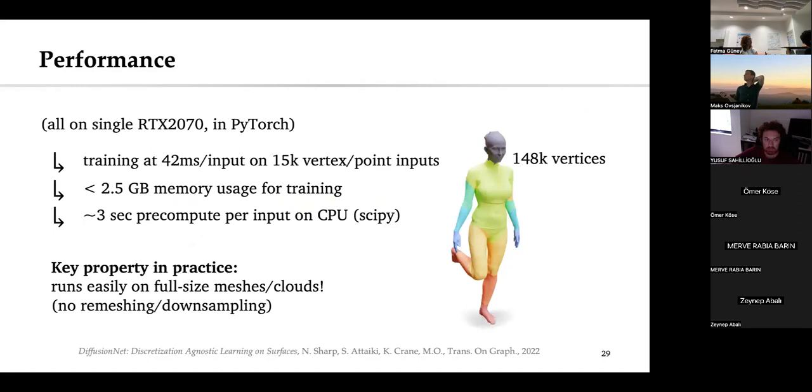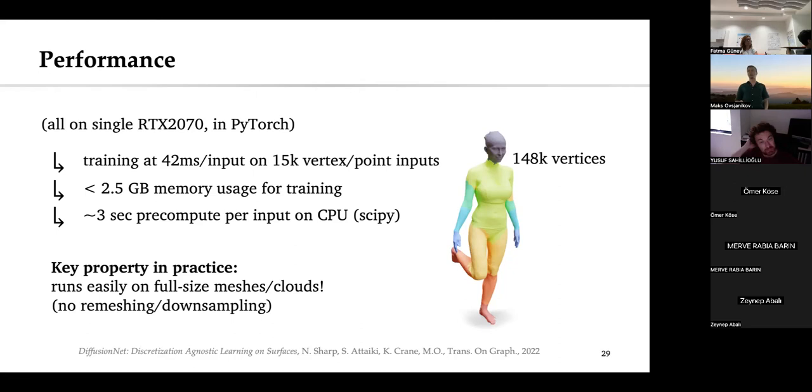Okay, one last thing I wanted to say is that everything is very efficient. For example, if you have dense meshes with 150,000 vertices, we can still do training because everything is in reduced basis, so it's very fast. It's 42 milliseconds per shape, so you can train very quickly for 15,000 vertex shapes. It's not expensive in the sense that transformers can be expensive, where you have lots of parallel communication. It's relatively memory efficient. I think that's part of the reason why other people have tried it, because it's very easy to try. You just upload it and you don't need some very reduced representation.